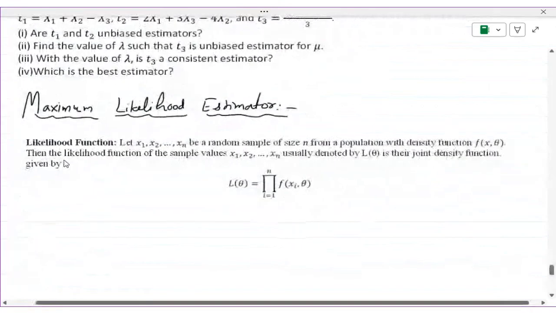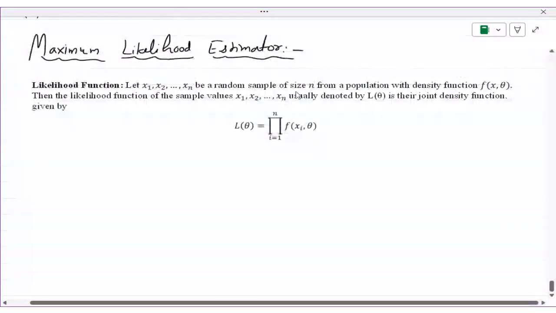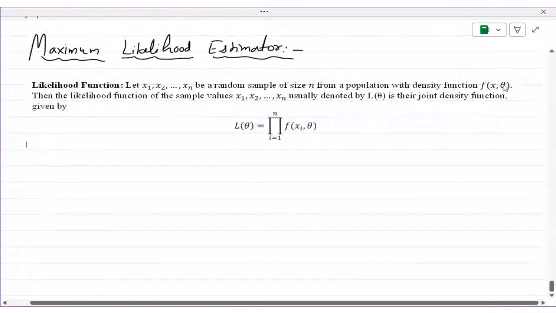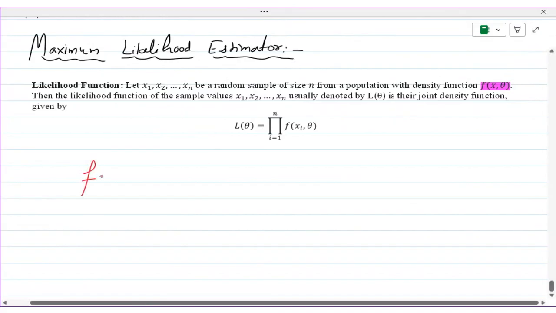So let x1, x2, xn be a random sample of size n from a population with density function f of x comma theta. So students, what is this theta here? Theta denotes the parameter basically. Like in case of normal distribution, what are the parameters? The parameters are mean and standard deviation. If you know the mean and the standard deviation, you can find out all the things, right?